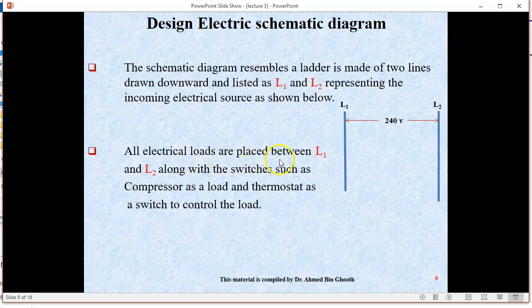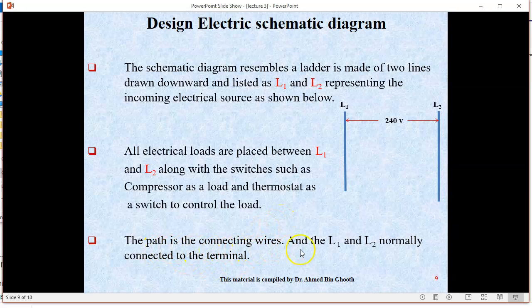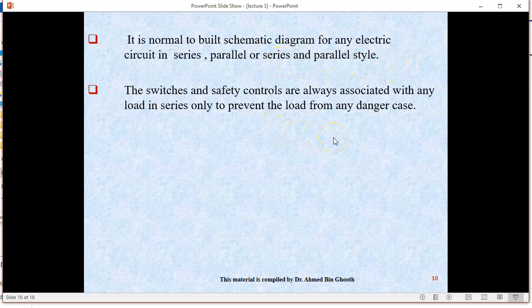All electric loads are placed between L1 and L2 along with the switches, such as the compressor as a load and the thermostat as a switch to control the load. The path of the connecting wire, N1 and 2, is normally connected to the terminal. So this is the compressor, and then it directly contacts the switch. It is normal to view a schematic diagram of any electric circuit in series, parallel, or series and parallel style. So it can be either series, parallel, or series and parallel.